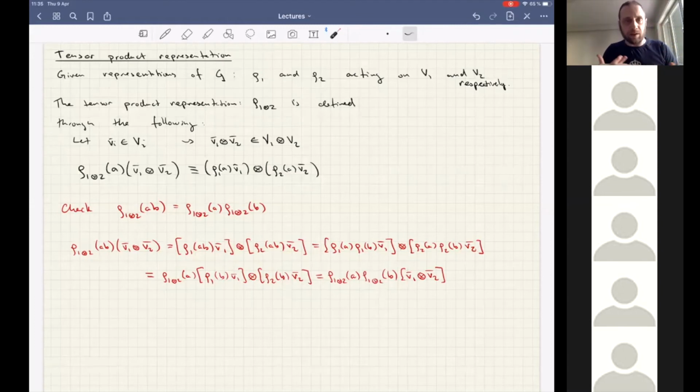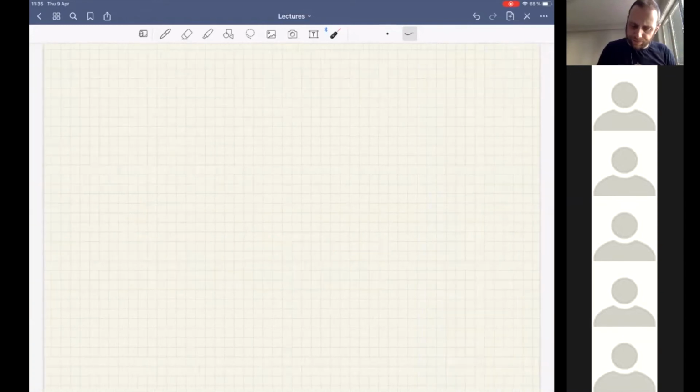Now there is of course nothing prohibiting you from having V1 being the same as V2. In that case, it will just be the tensor product of a vector space with itself. Questions on that?